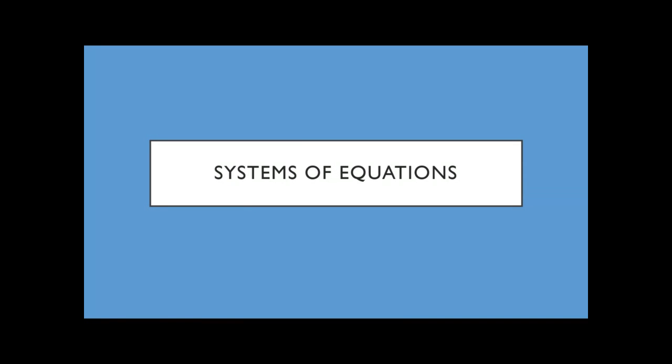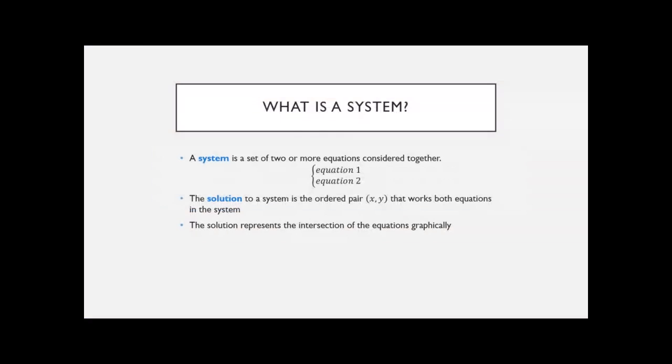All right, so today I am covering systems of equations. So what is a system? A system is a set of two or more equations that we consider together. And we indicate that we have a system by lining the equations up vertically and then putting the curly brace in front of them to indicate that these are combined, these are taken together.